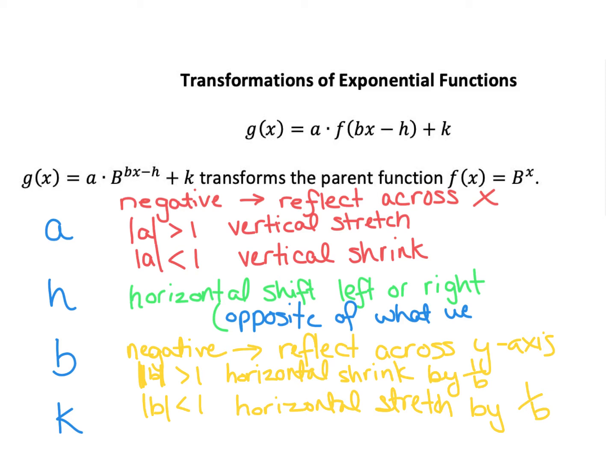And finally, our k value is a vertical shift up or down. So the vertical stuff kind of just works the way you think it is. It's the horizontal stuff, that h and b, that whenever it's happening to your x value kind of works opposite of what you think. Let's put this into practice.